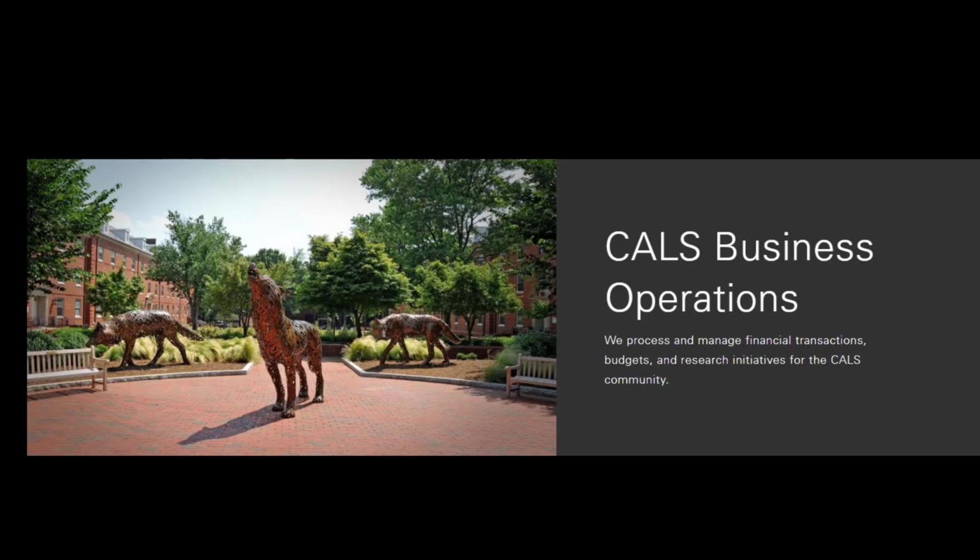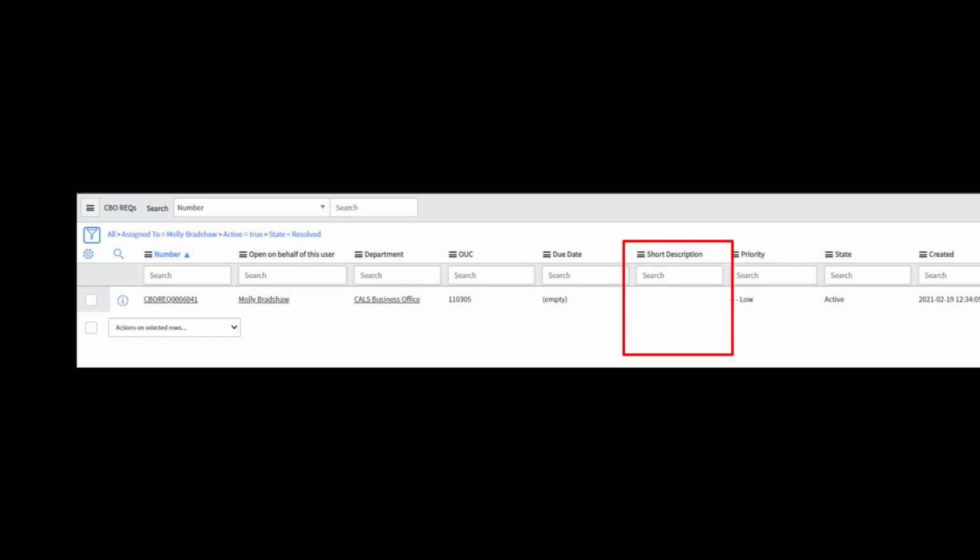During this tutorial, we will show you how to edit the short description within your requests. This is the field that you see in your request list. Editing this field can provide you with important information and make that information viewable from your main request page without having to open each individual request. Please adhere to your unit's policies and procedures about updating and editing the short description.